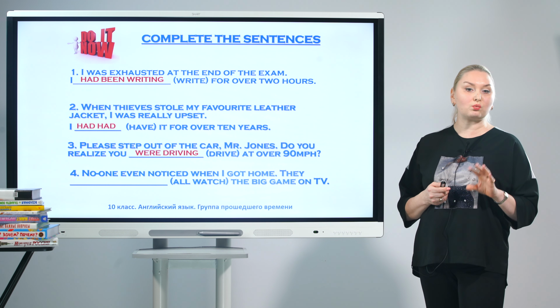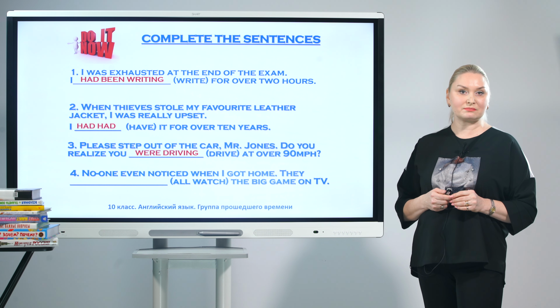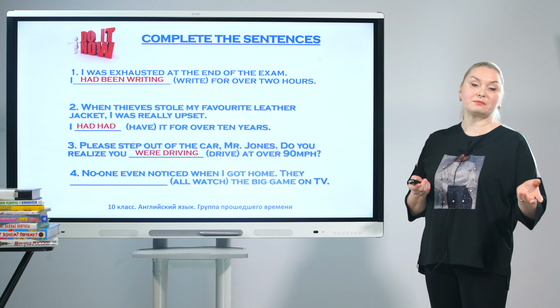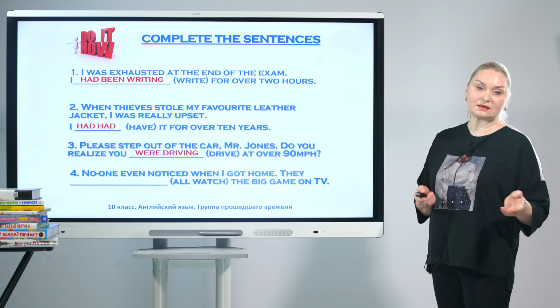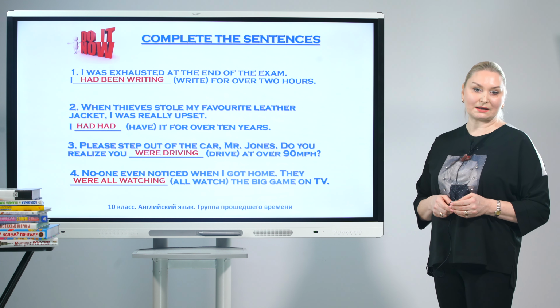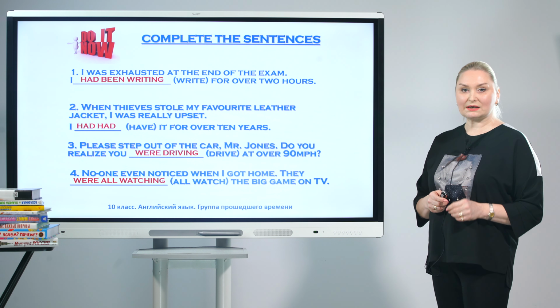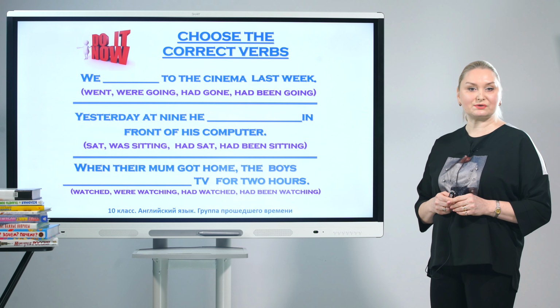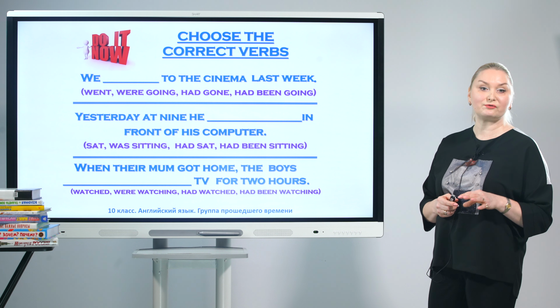They all watched the big game on TV. Okay, so that's the past continuous once again. And we have to say they were all watching the big game on TV. Well done. The next exercise we have to do and choose the correct verbs.